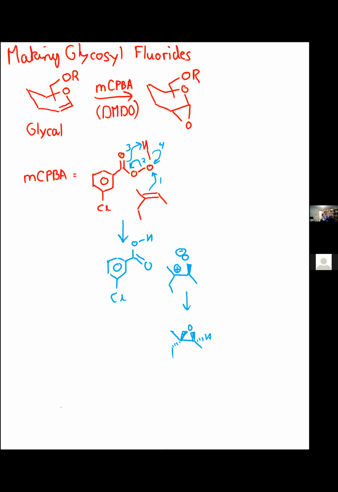So we epoxidize something. DMDO does the same thing. What the hell is DMDO? DMDO is a much stronger oxidation unit. You take acetone. You take something called oxone, which is a crazy sulfated potassium salt.